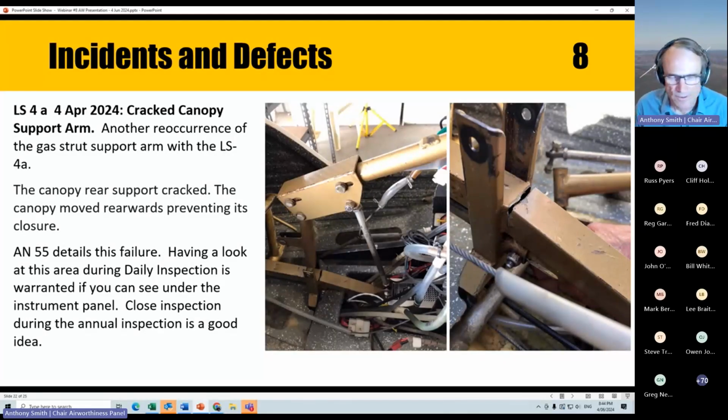AN55 details this failure mode, and I can only recommend that people have a look at this area during the daily inspection and see if you can see under the instrument panel. But a close inspection in this area during the annual inspection is a good idea. Now, I'm not authorised to give out authoritative repair advice, but a suggestion from an engineer would be to perhaps weld a reinforcing strap over the top of that area and give it a little bit more tension relief over that region.